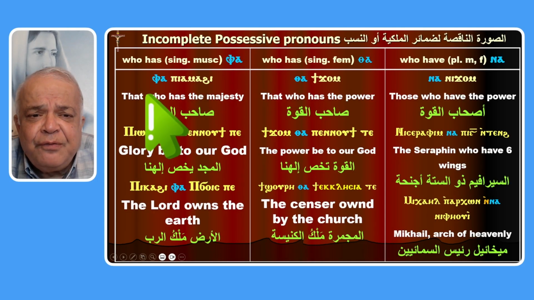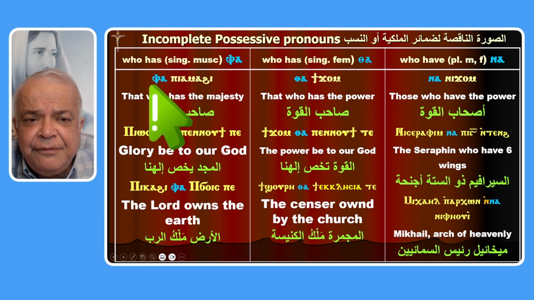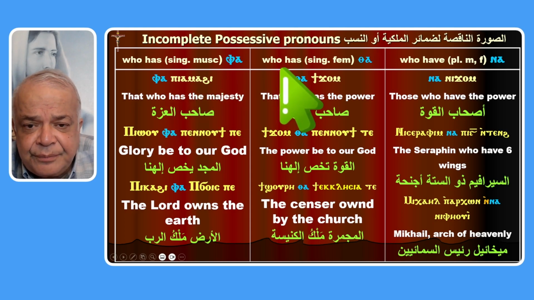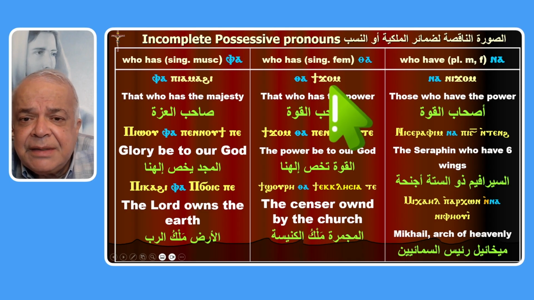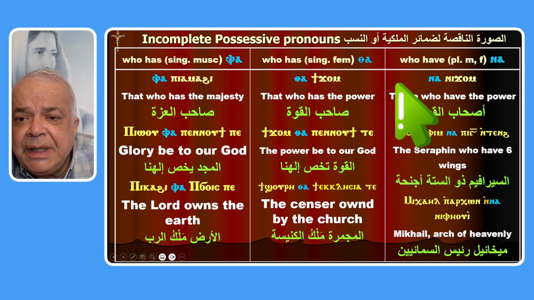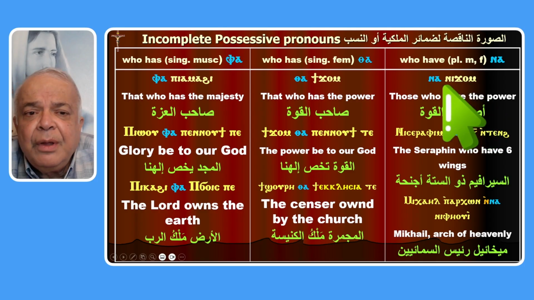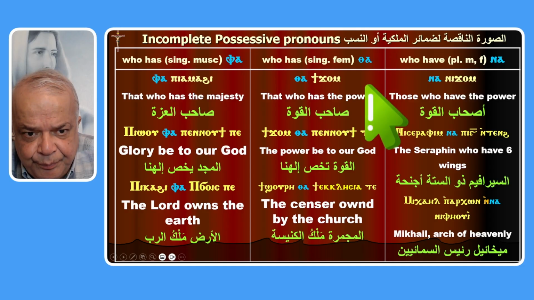And instead of using foi, soi, noi, I use fa, fei alpha for masculine singular, on the material, sa, theta alpha for feminine singular, on the material, and the na, nei alpha for plural, both masculine and feminine.